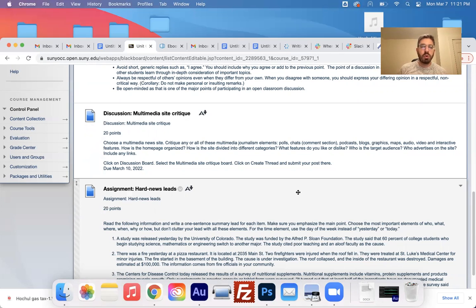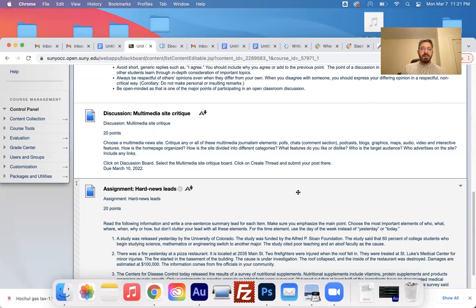How is the homepage organized? How is the site divided into different categories, different topics? What features of it do you like or dislike? Who is the target audience and who is advertising on the site? And include any links. I think we'll get a good discussion going this way. So you'll post this to the discussion board, and this will be due on Thursday.